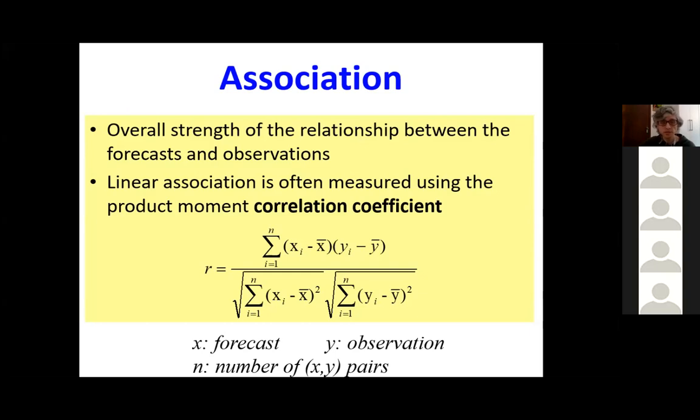And the very simple and most used measure for that is the product moment correlation coefficient, which is also known as the Pearson correlation coefficient, as you can see here on this slide. So you have a number of pairs of forecasts X and observations Y, and you just compute the correlation between these two sets of data.